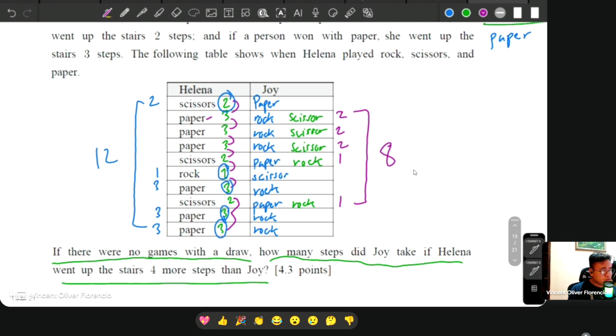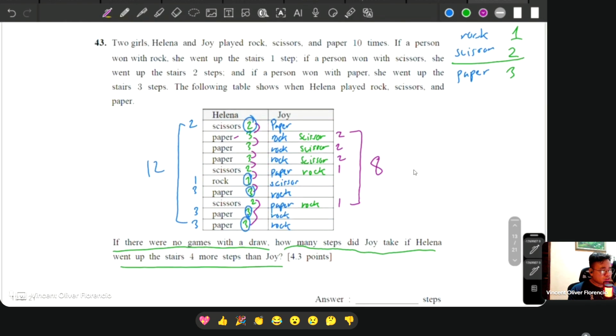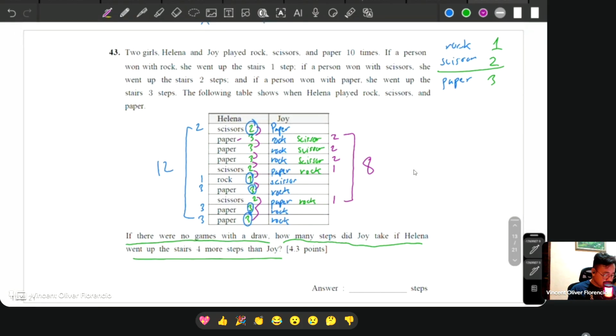Okay, you can do that. But in the actual exam, if you will solve this kind of problem, you can just answer this at the last part already, because this will consume a lot of time. For me, I guess I did this for like 3 to 5 minutes. So it will consume time. Okay. So what happened here is Helena won 12 points and Joy 8 points. So she has 4 more steps. The other player, Joy, has 8 points or 8 steps.